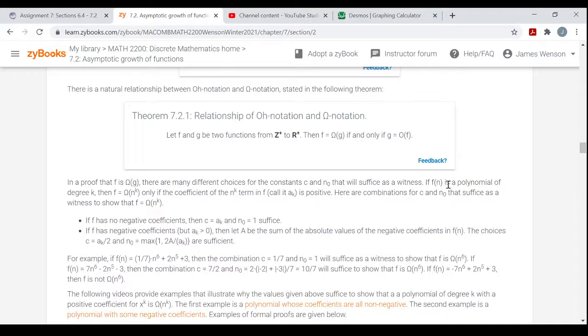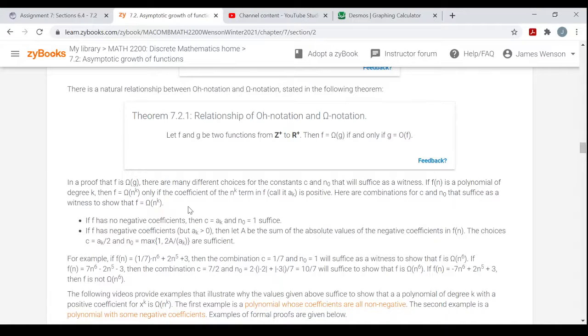But if f of n is a polynomial of degree k, then f is omega of n to the k only if the coefficient of the n to the k term in f, say a sub k, is positive, because it's got to grow eventually, right? If the lead coefficient of f is negative, then it's not going to go up. It's going to go down at some point. Here are the combinations for c and n sub 0 that will suffice as witnesses to show that f is omega of n to the k power.